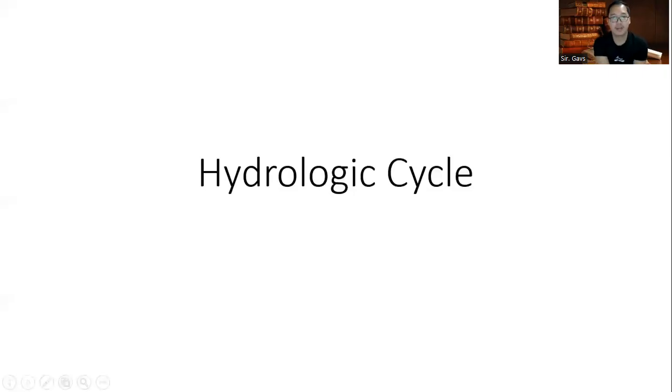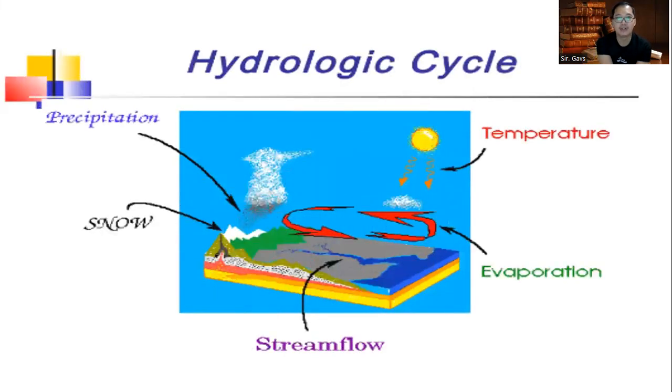Good morning. This is environmental science. Our topic for today is all about the hydrologic cycle, or in simple terms, what we call the water cycle. So in the hydrologic cycle, there are processes involved like evaporation, condensation, and precipitation. We'll discuss that further later.